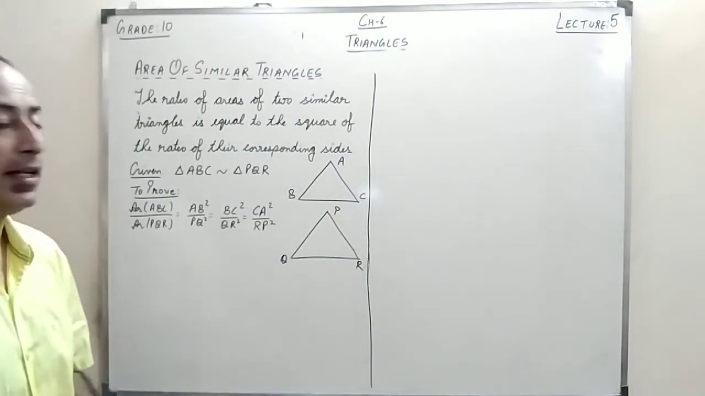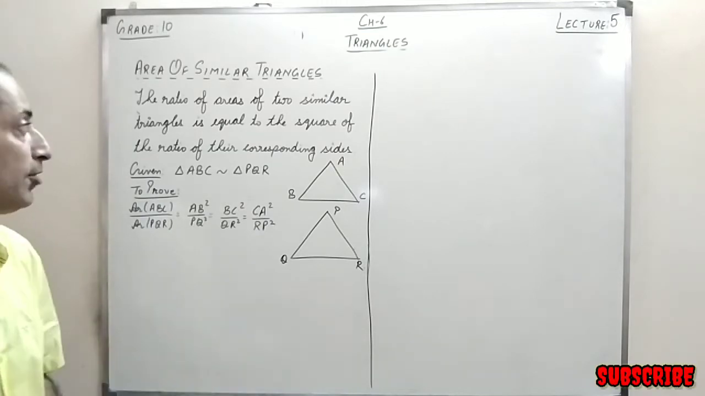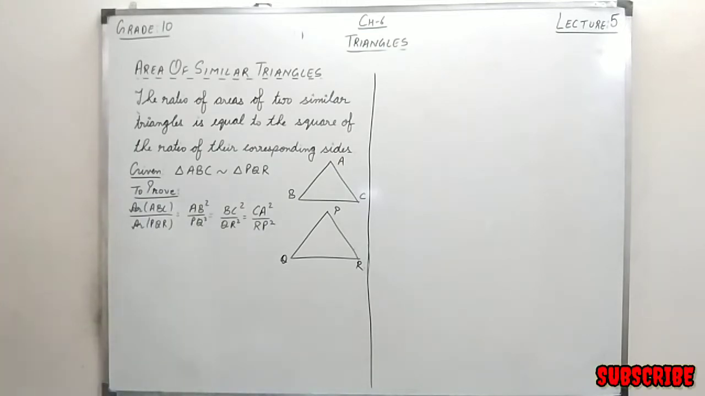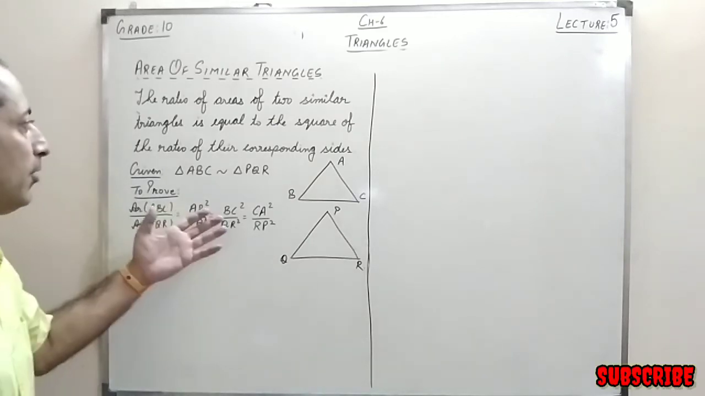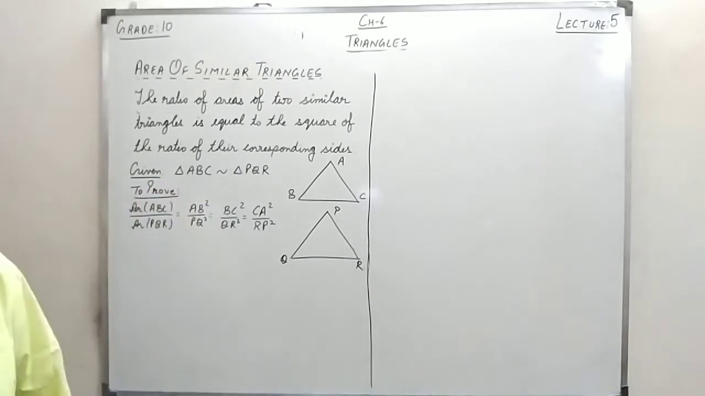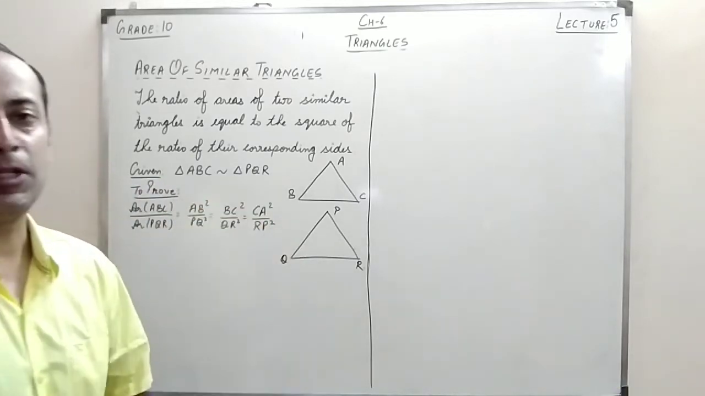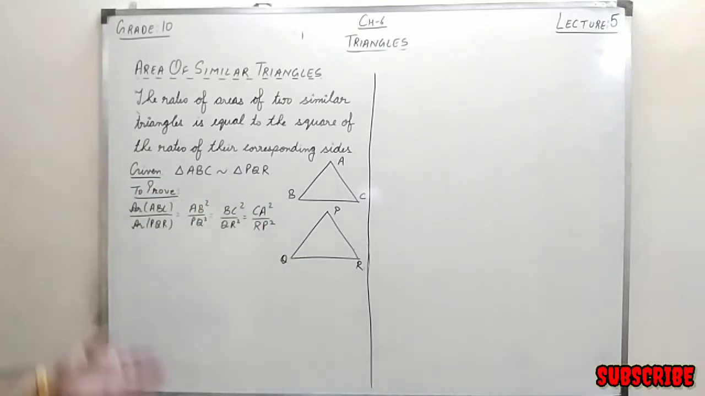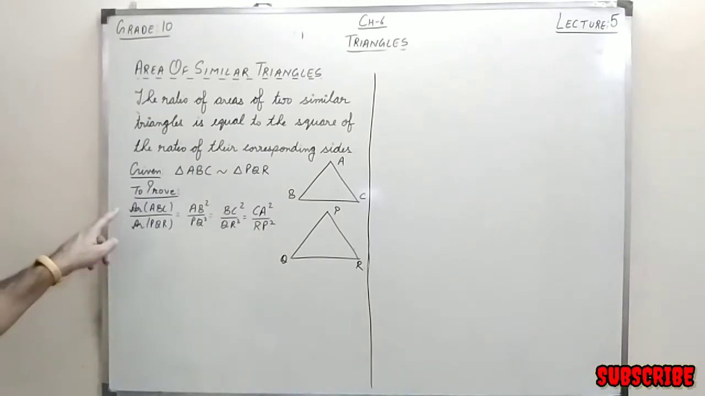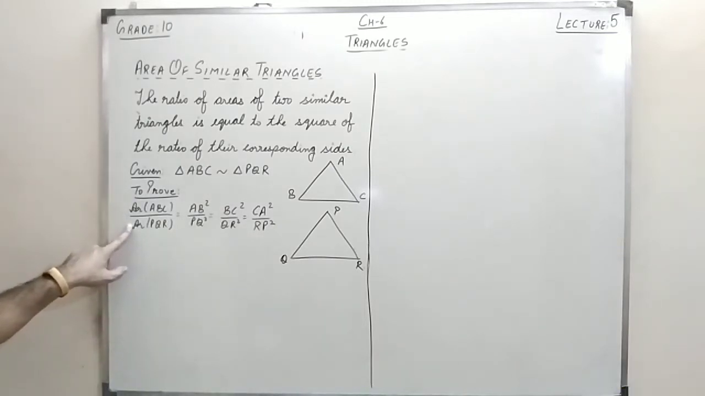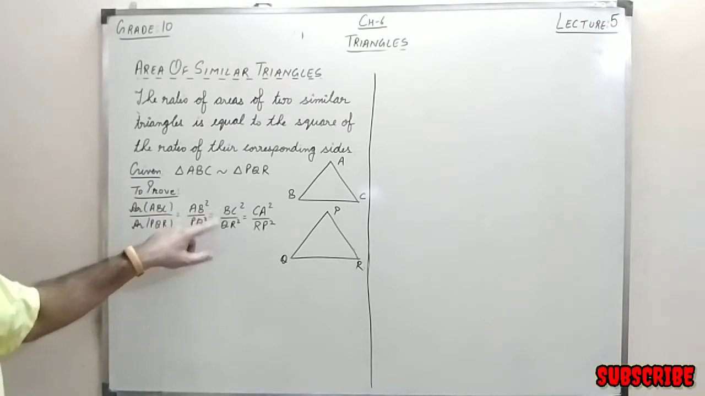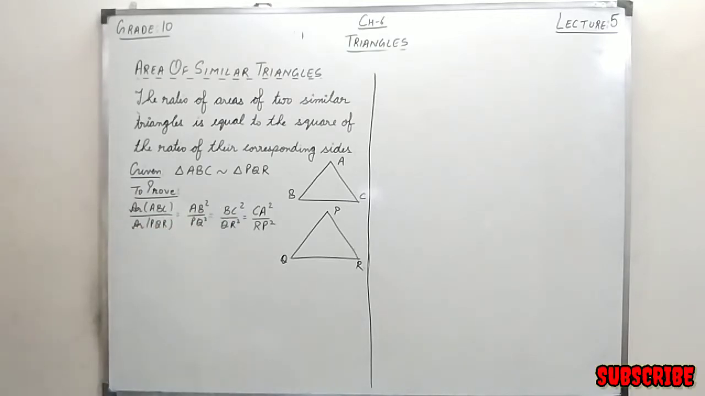The area of similar triangles theorem says the ratio of the areas of two similar triangles is equal to the square of the ratio of their corresponding sides. Now, if we go by the theorem, what is given to us is that we have two triangles ABC and PQR which are similar. And what we have to prove is that the ratio of the areas of the two triangles is equal to the square of the ratio of their corresponding sides, right? So how do we have to do it?